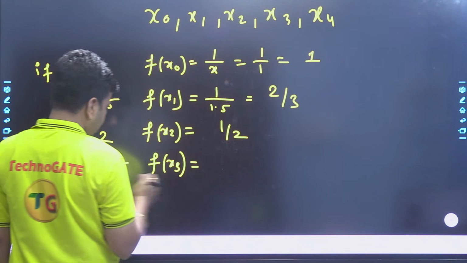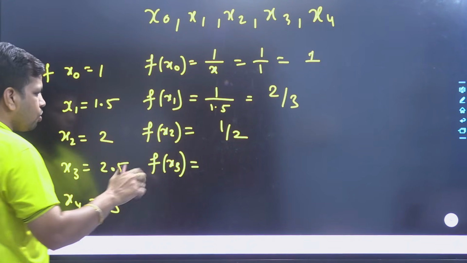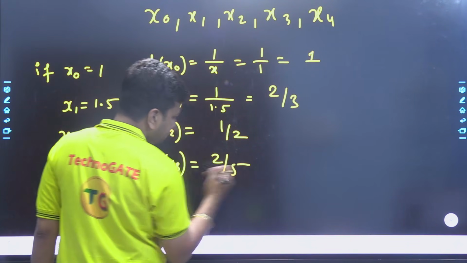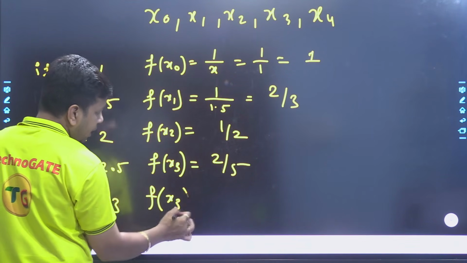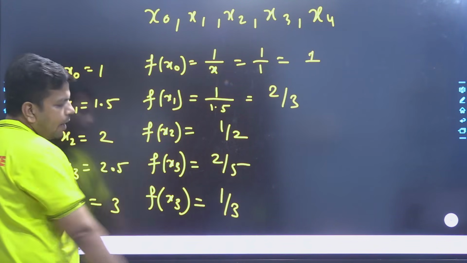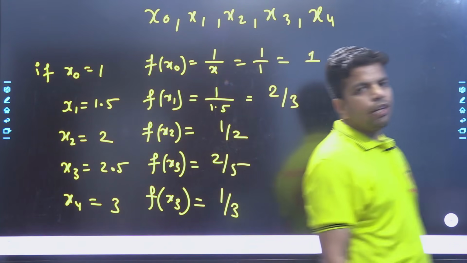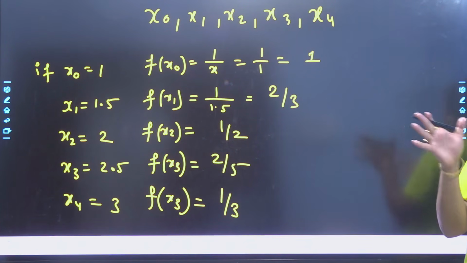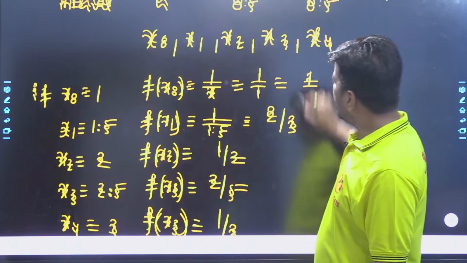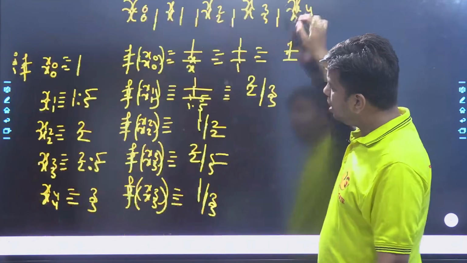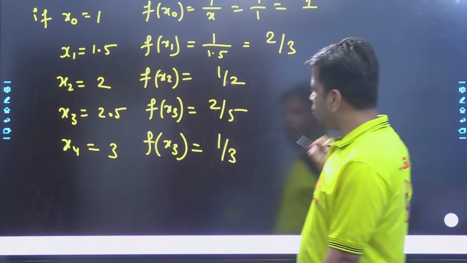f(x3) is 2.5, which means 5 by 2, so it becomes 2 by 5. At x equals 3, f(x) becomes 1 by 3. So these are the values. Now simply put these values in your equation, which is the equation for the Simpson 1/3 rule.